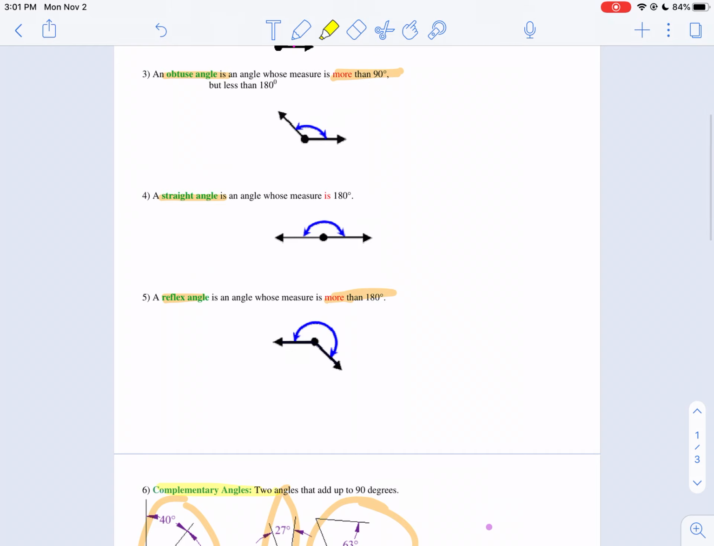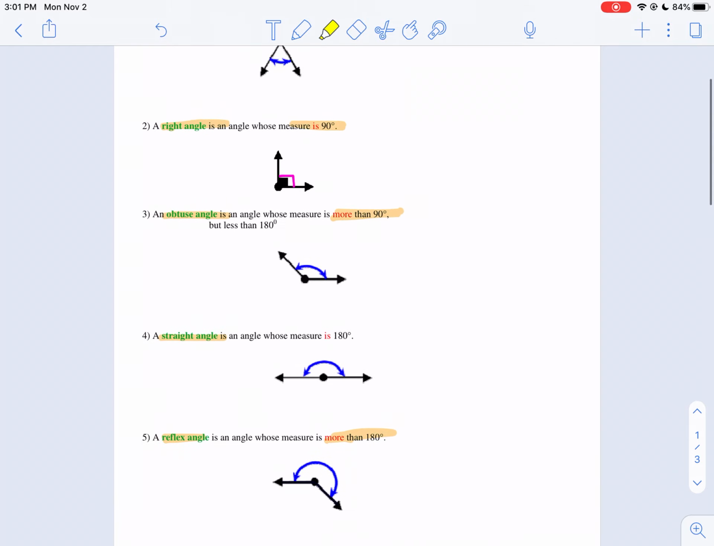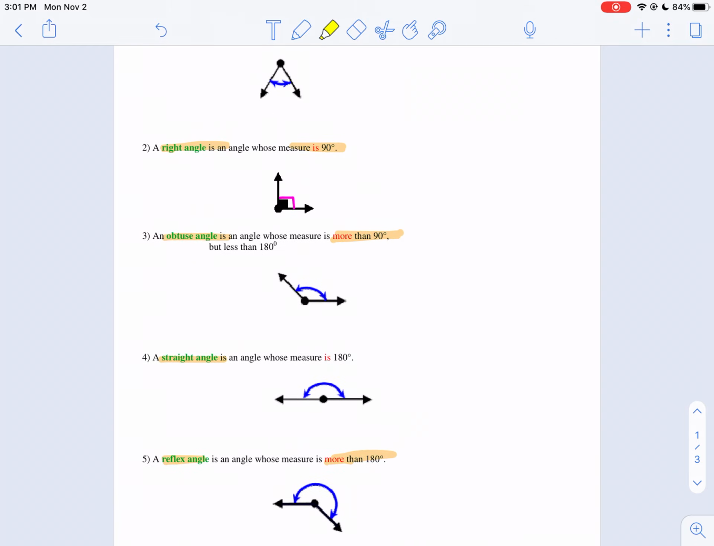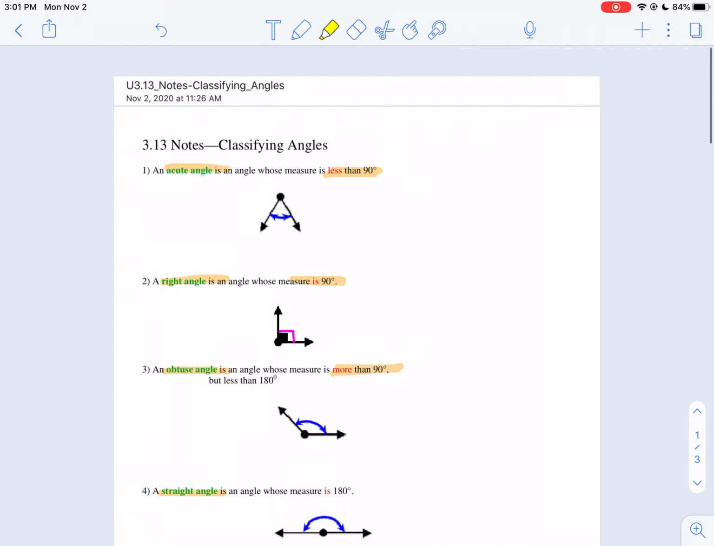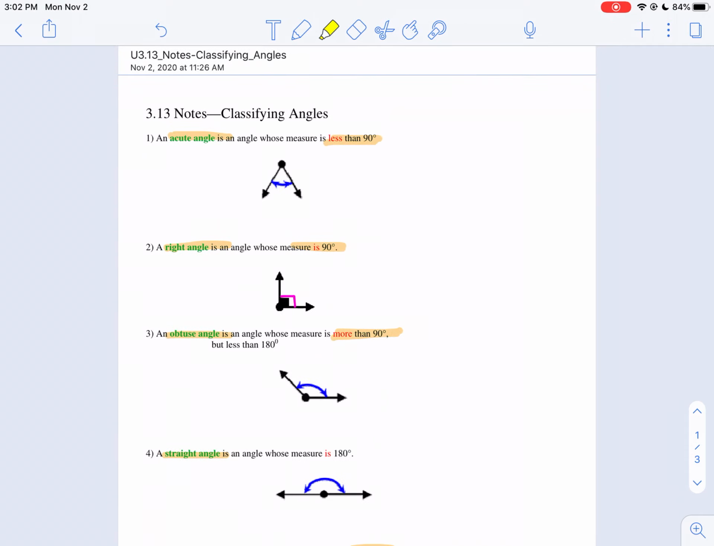A reflex angle is an angle whose measure is more than 180 degrees. Straight angle, okay, an angle whose measure is 180 degrees. It's basically a straight line. Obtuse angle is an angle that is more than 90 degrees. Right angle is an angle which is exactly 90 degrees.